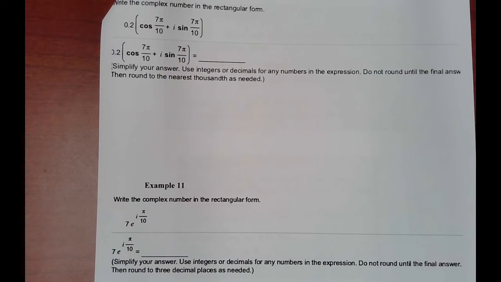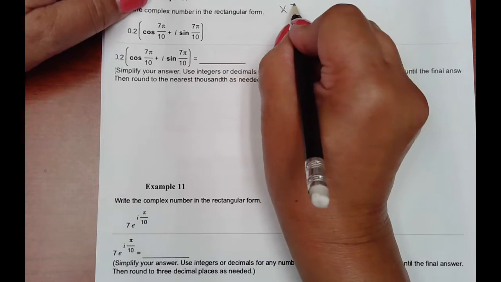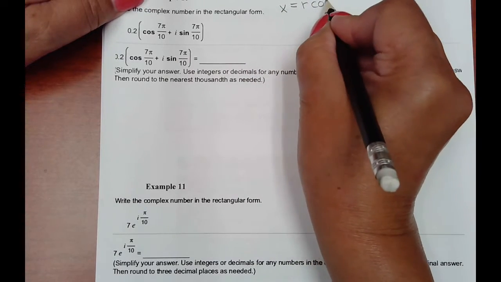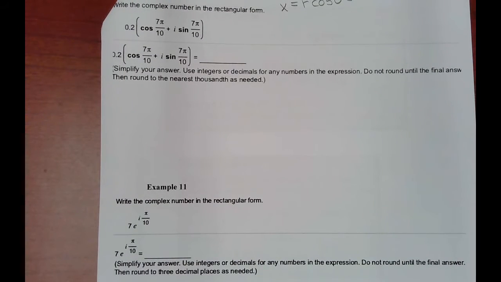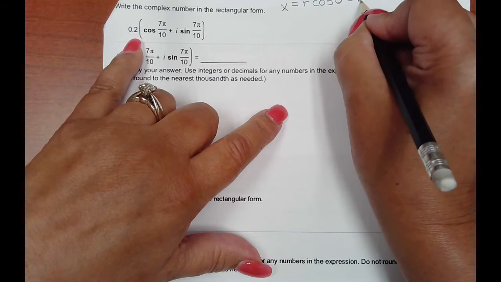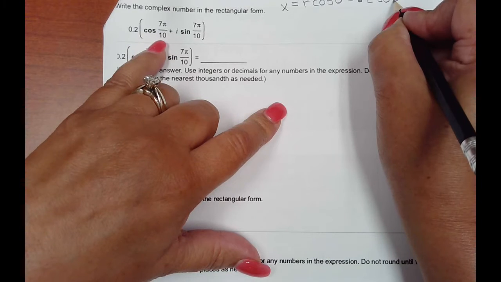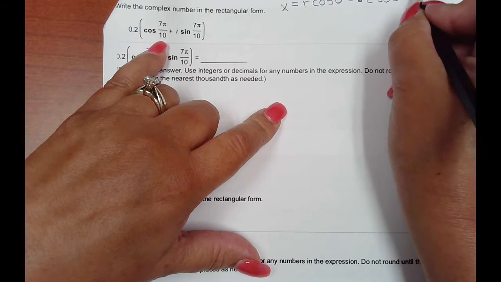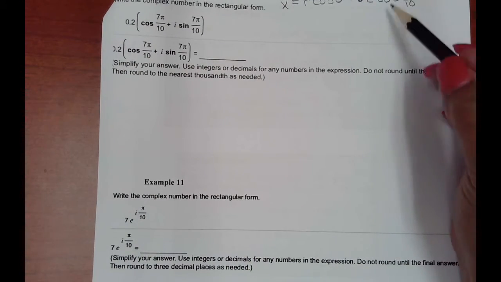Okay, this one says write the complex number in rectangular form one more time. And so we're looking for x, r cosine theta. Okay, now 7 pi over 10, you have to do a calculator answer, because that is not a special right triangle. So it's the r value, which is 0.2 times cosine of the theta that you're seeing right here, which is 7 pi over 10.